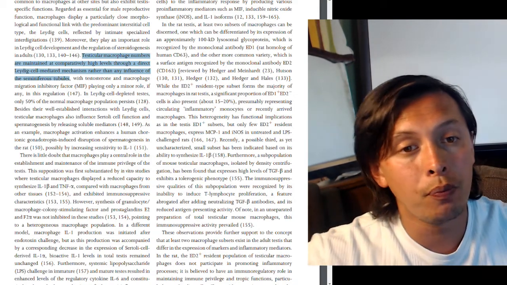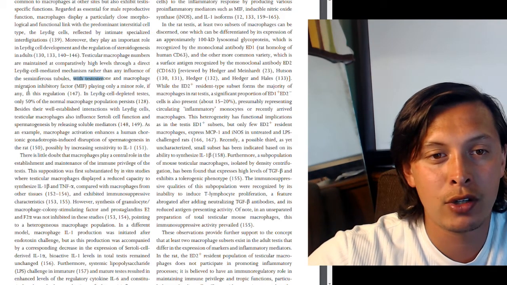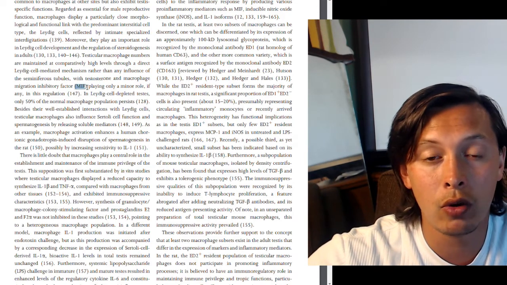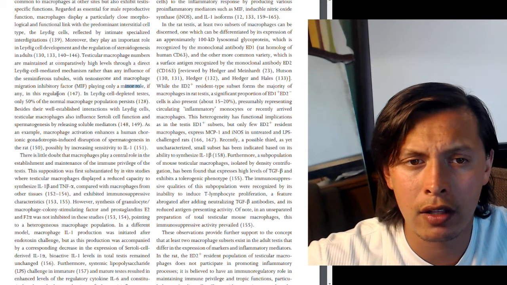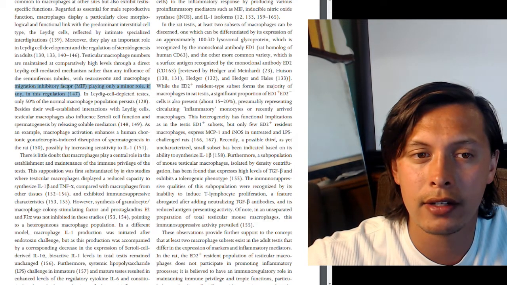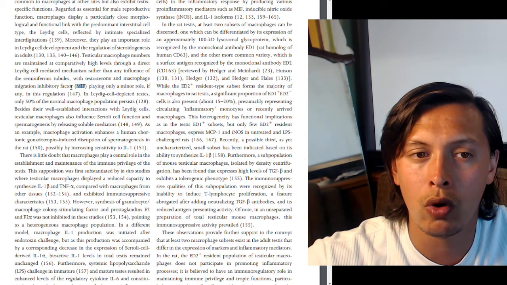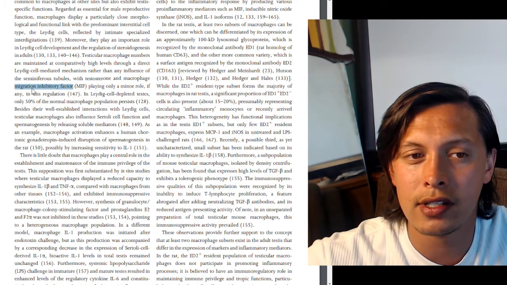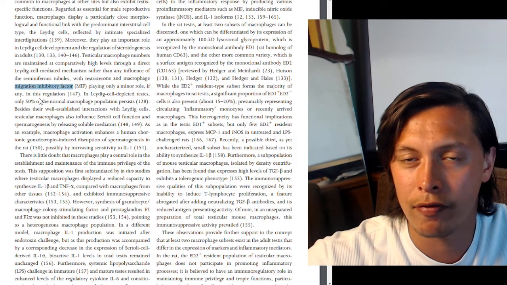So that's good to know. With testosterone and macrophage migration inhibitory factor, or MIF, playing only a minor role, if any, in this regulation. So interesting. So testosterone and MIF are playing a small role. So this isn't just in the testes. The migration inhibitory factor is something that I believe would prevent macrophages from moving around, right?